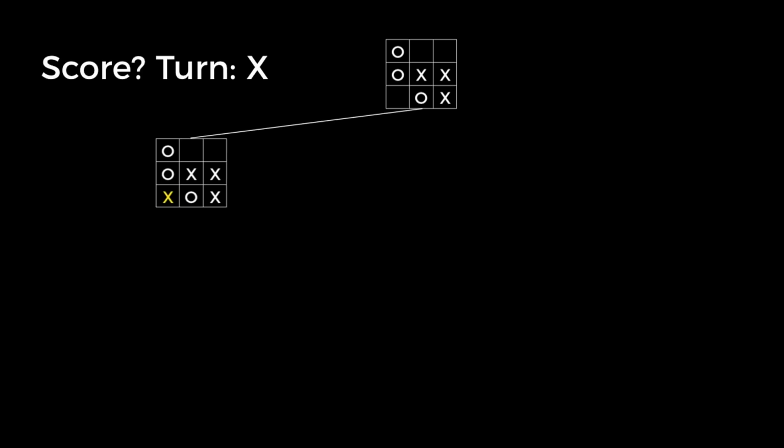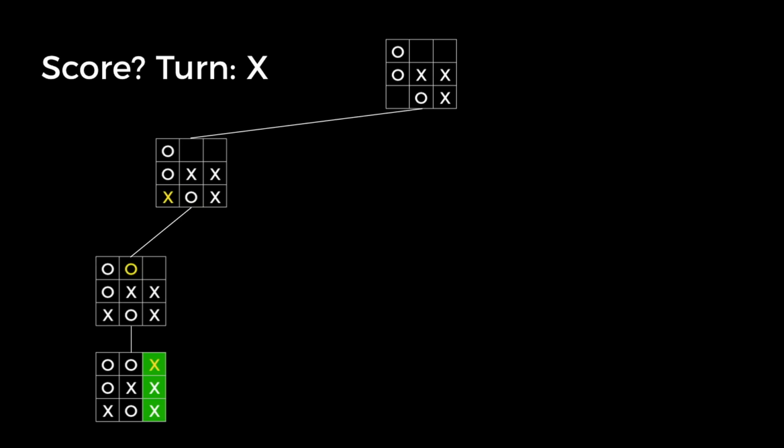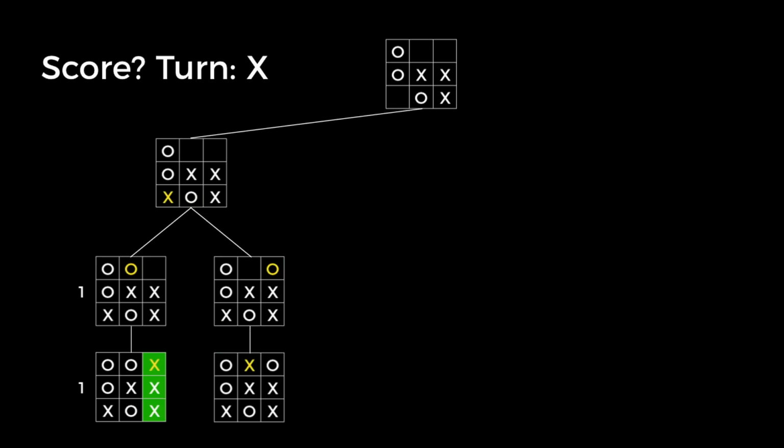X plays in the lower left. OK, what can O do next? Well, O can play there in the top middle, in which case X plays in the top right. And all right, X won there. So what score would you give this board? 1. Great. So this board also has a score of 1. But O didn't have to play in there. O could play in the top right, in which case X plays in the top middle, and this board has a score of 0. Nobody wins, which means this board also has a score of 0.